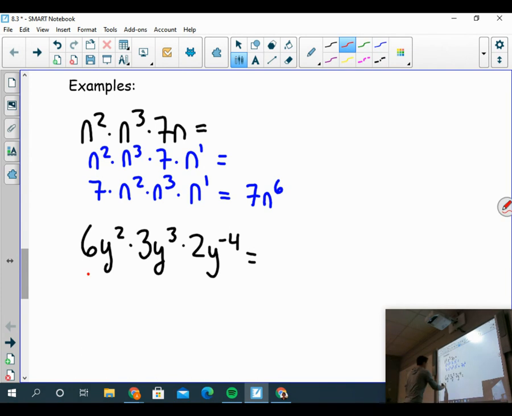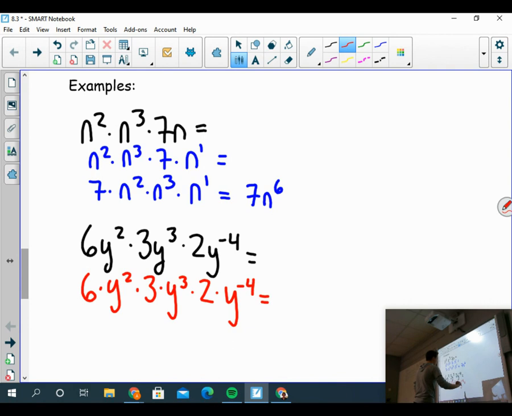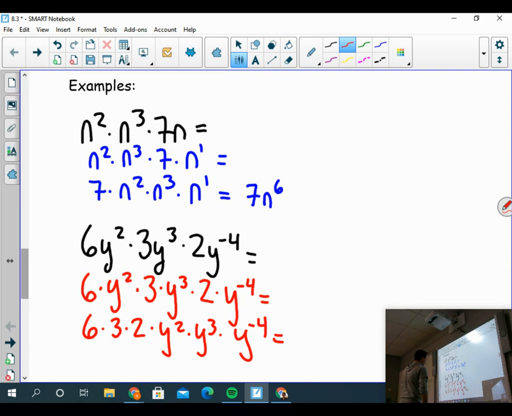Okay, if we apply the same logic to the bottom one, again, just writing out what everything means here. Understanding that the coefficients are attached to the variables they're next to by multiplication. Reordering things. Now be careful when you're reordering things. Make sure you don't forget anything. When I do this, I see 6 times 3 times 2. Well, 6 times 3 is 18. 18 times 2 is 36.